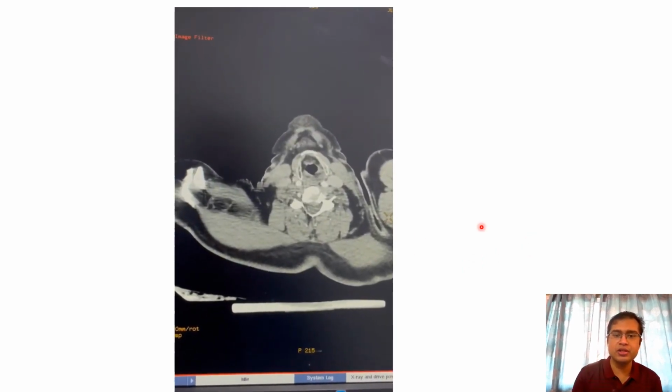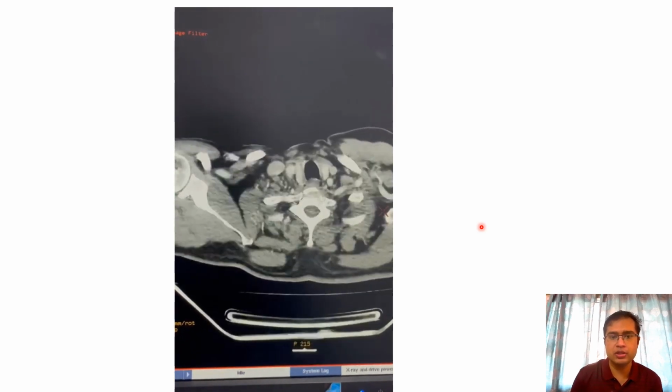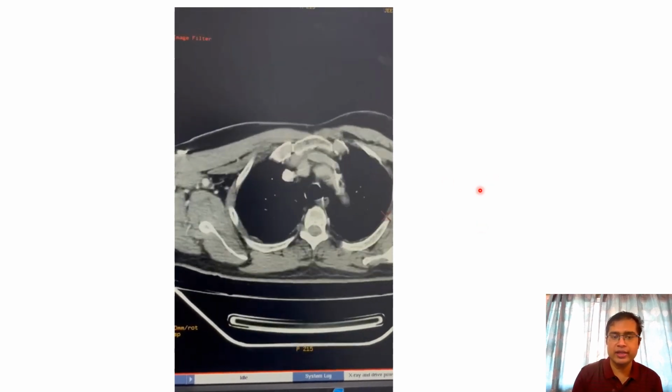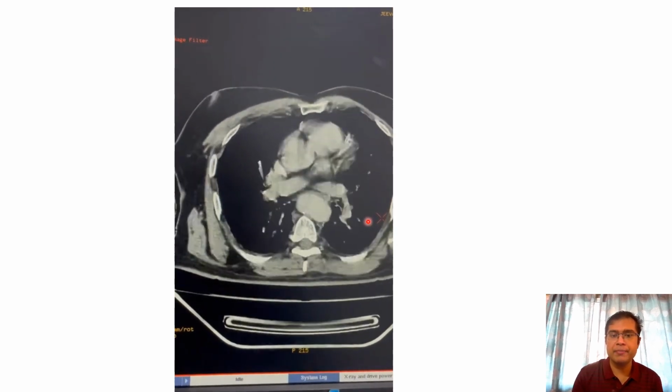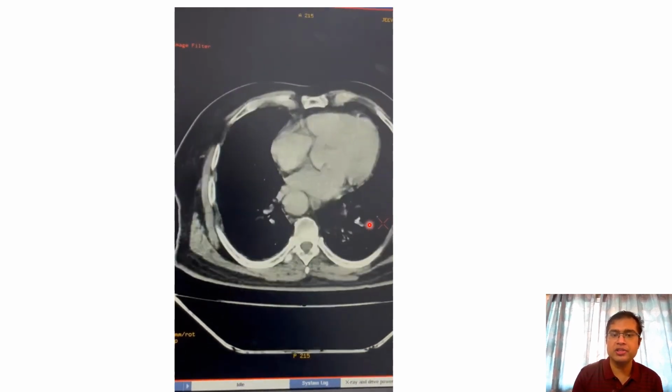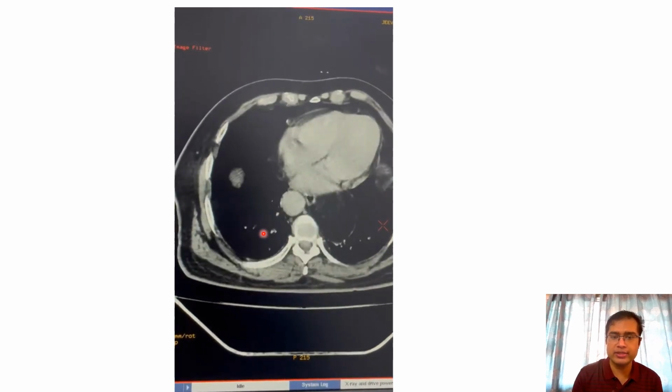This is the axial section of the CECT of that particular patient, where again we can find that there is herniation of the stomach along with some peritoneal fat through the esophageal hiatus into the thoracic cavity.